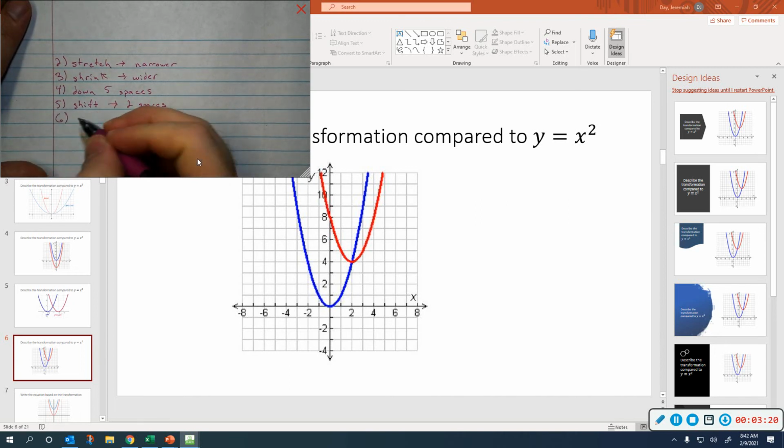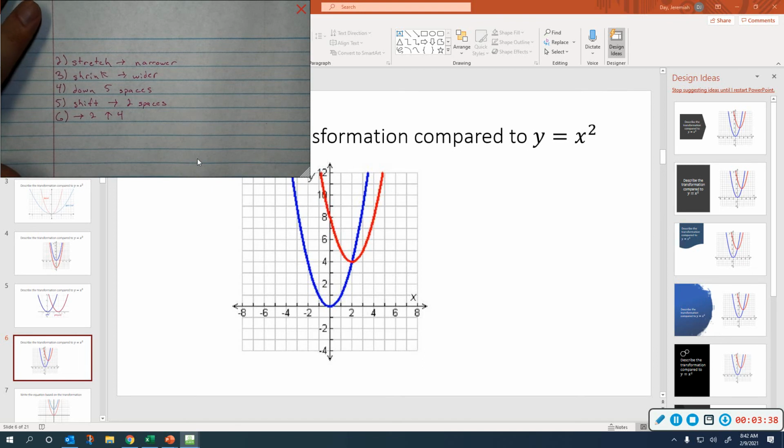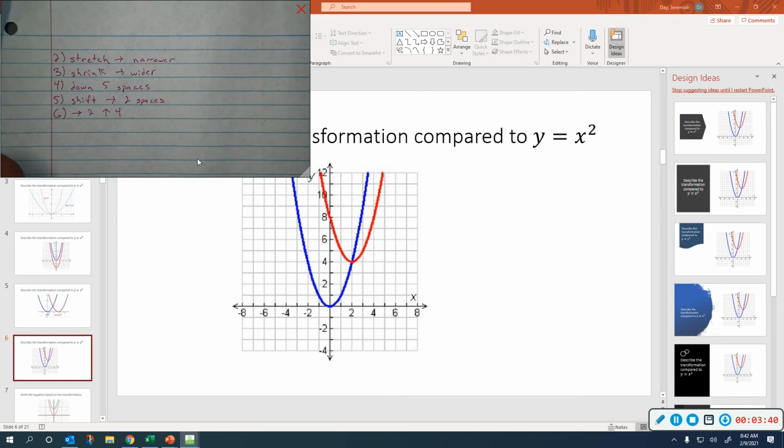Okay, so we're on slide 6. In this one, we see it shifts to the right, and it goes 2 spaces, and it also shifts up 4 spaces. So it goes to the right 2 spaces, and it goes up 4 spaces. So we can identify the shifts. Now that we can identify the shifts, we're going to practice writing the equations. So let's look at number 7.